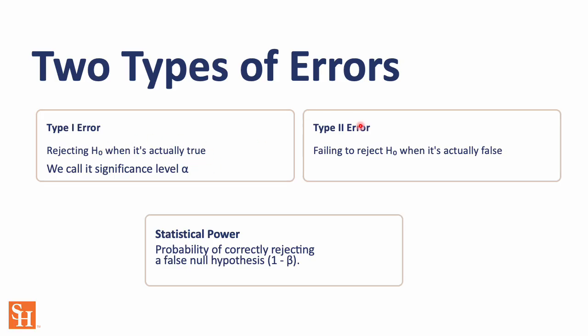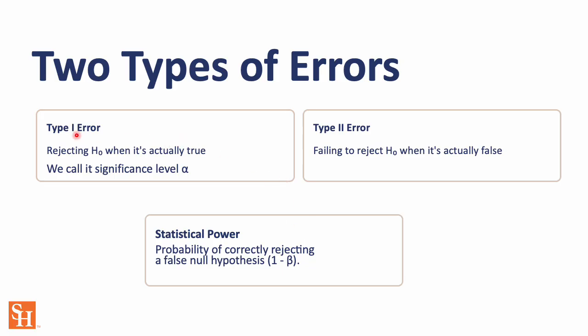And there is another type of error that is also possible: failing to reject the null when the null is false. If the null is false and you fail to reject it, that is also a type of error, right? We call this error type 2 error. And what is the power of the test? The type 2 error is denoted as beta, and the power of a test is 1 minus beta, that is, 1 minus the type 2 error, right?